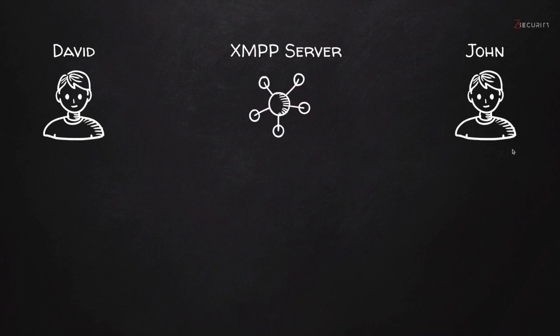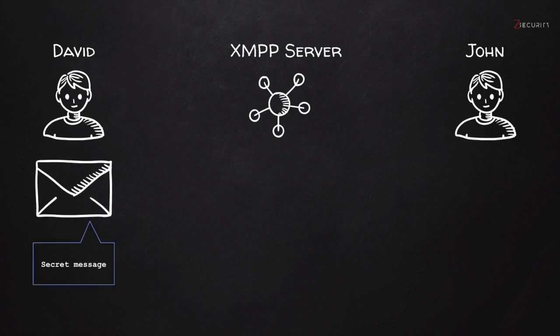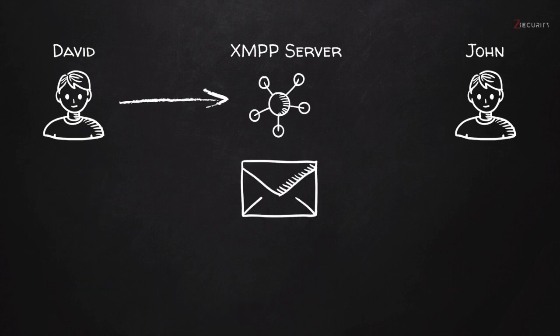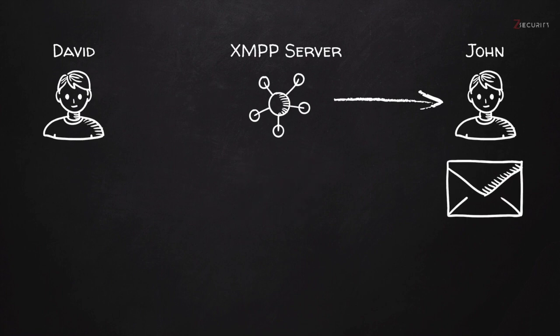They're using an XMPP server to communicate. It doesn't matter what server they use. Like I said, they could be using two different servers. So David has a message that is a secret message. He sends it to the XMPP server that he uses, and then this server might relay it to other servers or directly send it to John. Then John can open the message and read it.